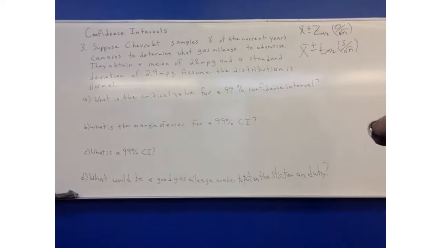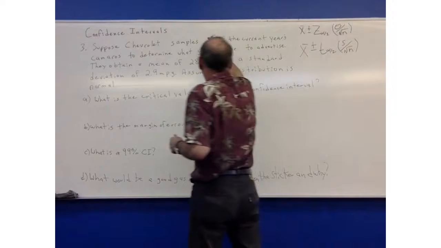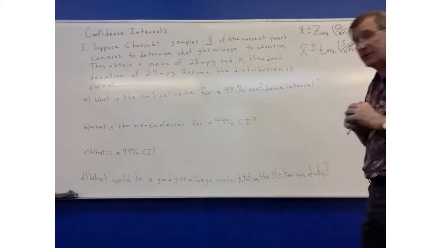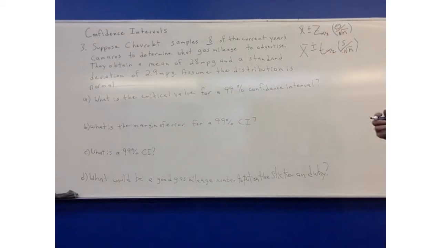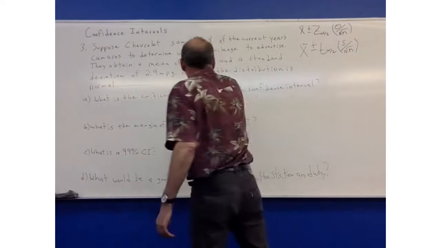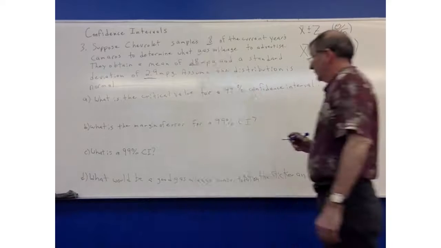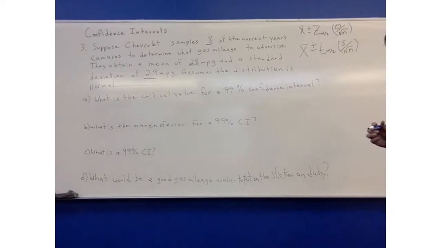Suppose Chevrolet samples 8, N is 8, of the current year's Camaros to determine what gas mileage to advertise. They obtain a mean of 28 miles per gallon and a standard deviation of 2.9 miles per gallon, assuming the distribution is normal. What is the critical value that you would use for a 99% confidence interval?